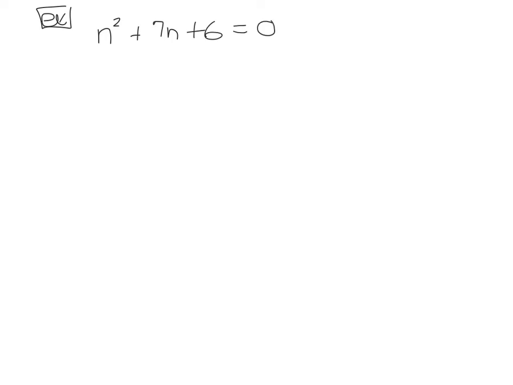So the first problem, n squared plus 7n plus 6 equals 0. Put it on pause and see if you can solve this whole equation.